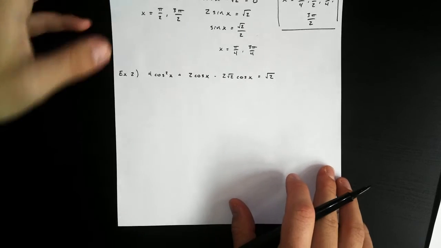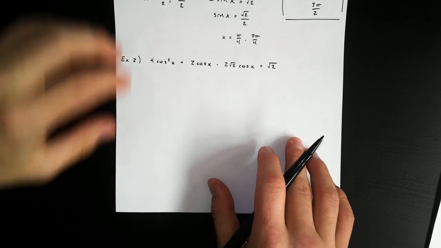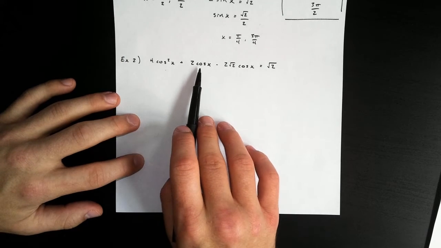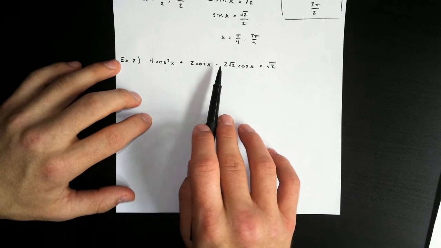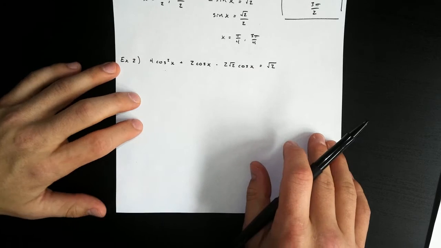All right, let's take a look at a second one. 4 times the cosine squared of x plus 2 times the cosine of x minus 2 square roots of 2 cosine of x is equal to the square root of 2.